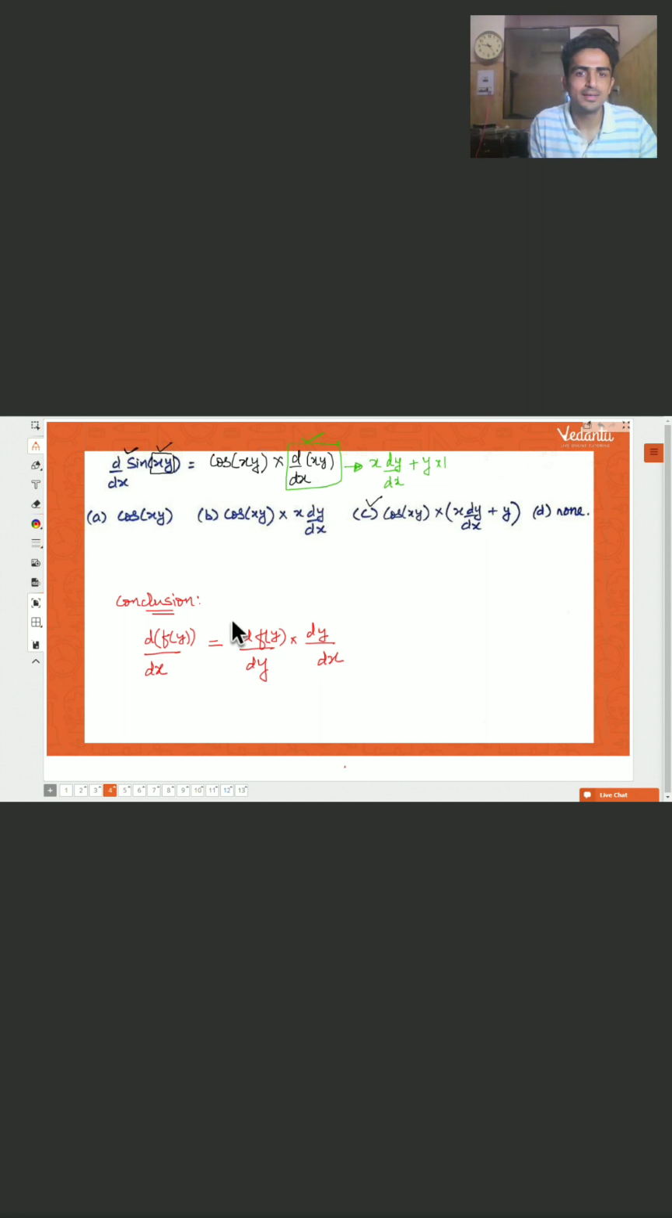That way, this becomes easy to differentiate now. This additional term is here. This is the only thing you need to take care about.